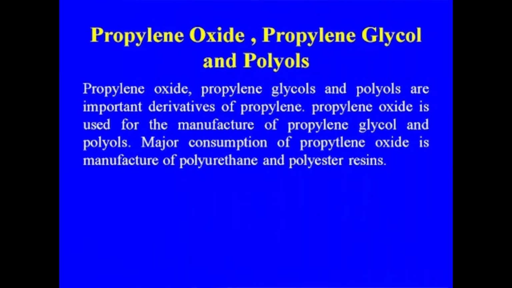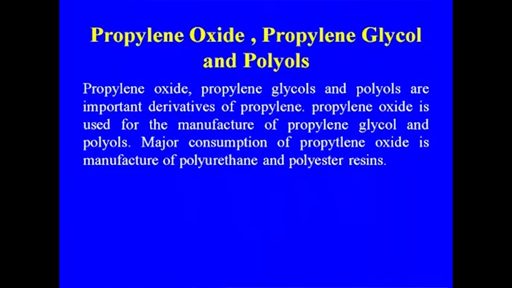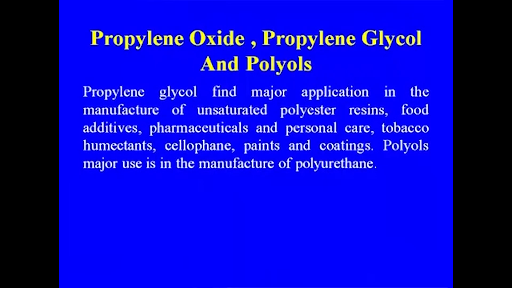Propylene oxide is used for the manufacture of propylene glycol and polyols, because the starting material is the same. From propylene to propylene oxide, the process we are using is just similar to the ethylene oxide process. The major consumption of propylene oxide is in the manufacture of polyurethane and polyester resin. Propylene glycol, which I told you we are making from propylene oxide, finds major application in the manufacture of unsaturated polyester resin, food additives, pharmaceuticals, personal care, tobacco humectant, cellophane, paints and coatings. Another important product, polyols, has its major use in the manufacture of polyurethane.